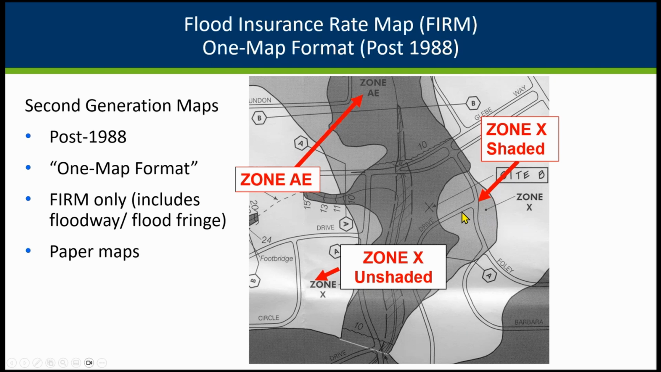The medium risk zone is now called Zone X, a shaded Zone X. It's still that light gray. And then it was called Zone X unshaded because the people who were looking at whether flood insurance was mandatory wanted to just say, it's in Zone A, or it's out of Zone A, it's in Zone X, and I don't have to require flood insurance. They didn't want to have A, B, and C. They just wanted A and Zone X.